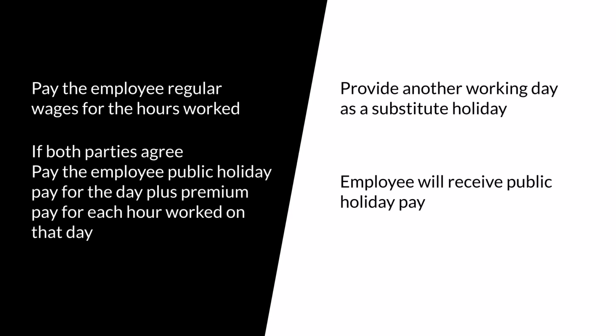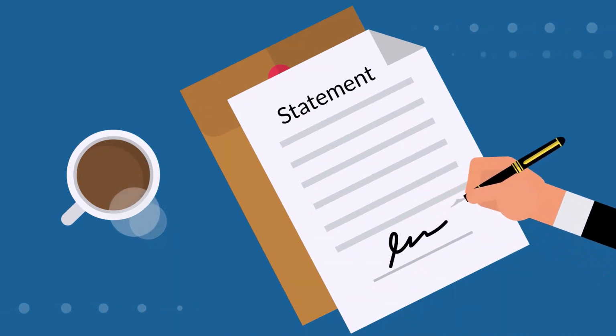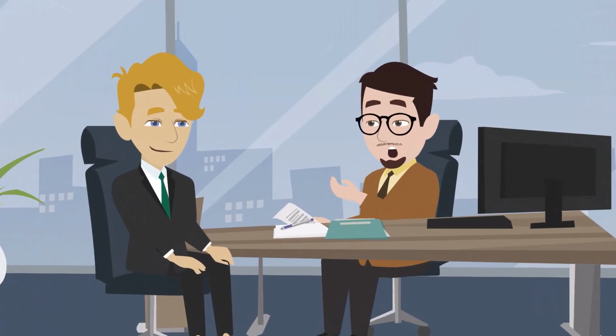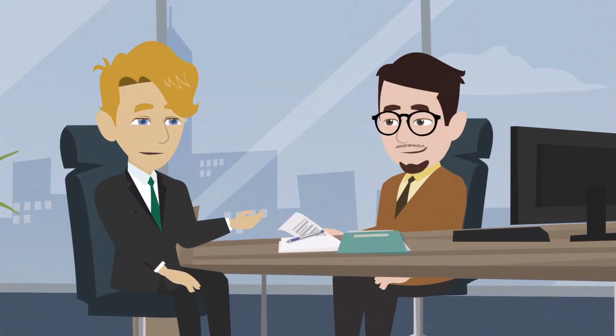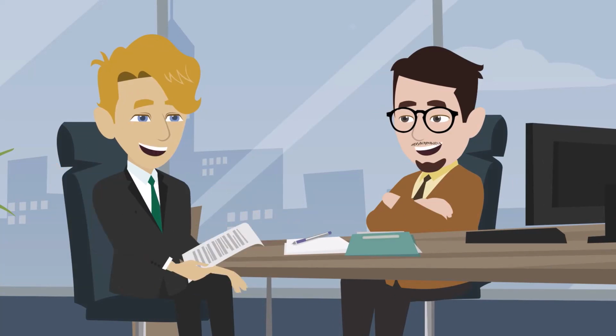Additionally, Section 27, subsection 2.1 requires the employer to provide a written statement to the employee before the public holiday, specifying the public holiday to be worked, the substitute day for the holiday, and the date the statement was given. This ensures clarity and formal acknowledgement of the arrangement.